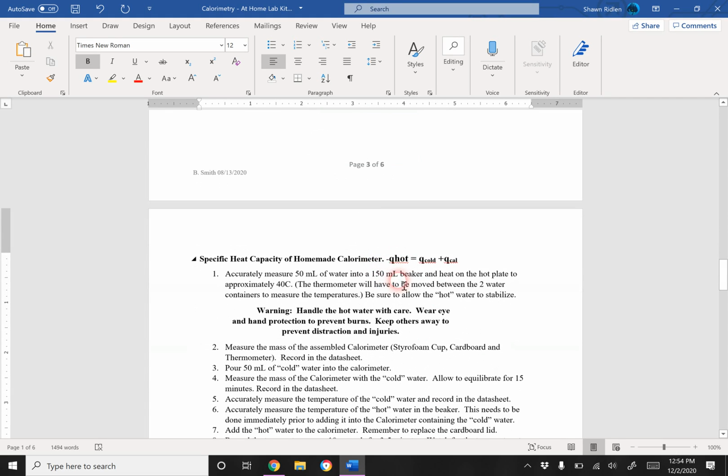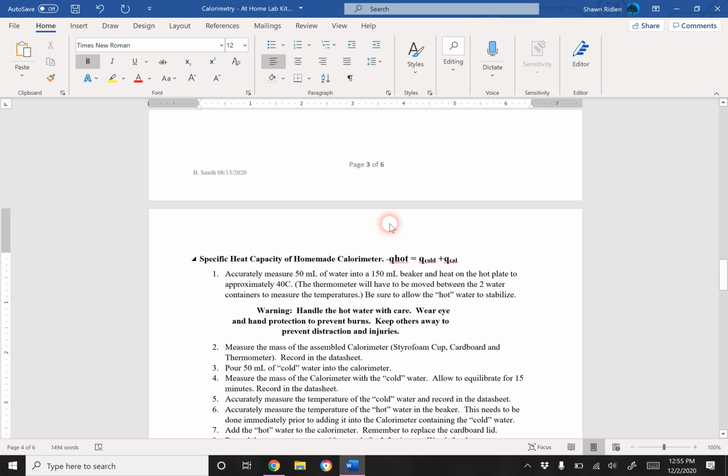Okay, so minus Q hot is equal to Q cold plus Q cal. So if we just solve this equation for Q cal, in other words, we're going to want to combine Q hot and Q cold. So basically you want to subtract the Q cold from the Q hot.